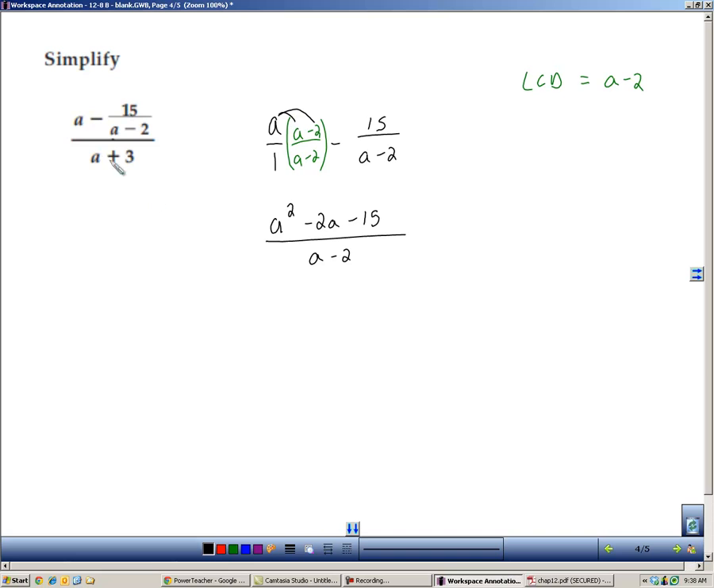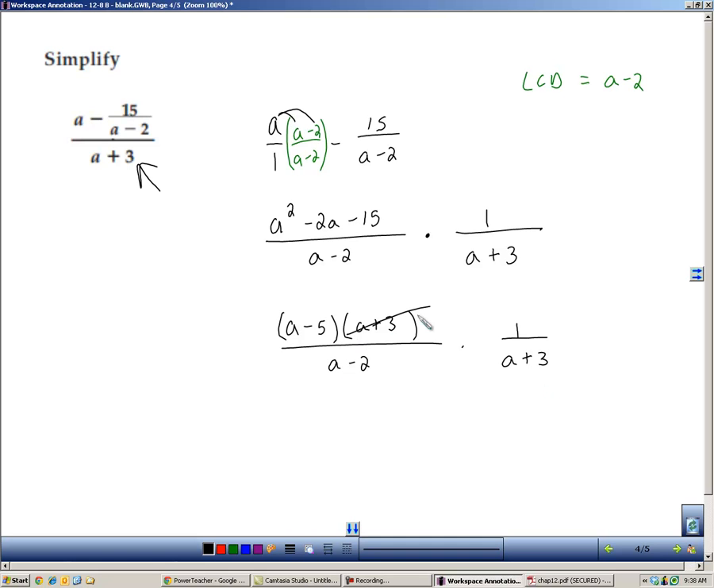Now all of that is divided by a plus 3. So I can change that to be times 1 over a plus 3. So I simplify the mixed fraction on top, and then I multiply by the reciprocal of a plus 3. And now this is a problem that we've seen in the past. We can solve that. Take this trinomial and factor it using a diamond. 2 factors of negative 15 that add to be negative 2a are minus 5a and plus 3.